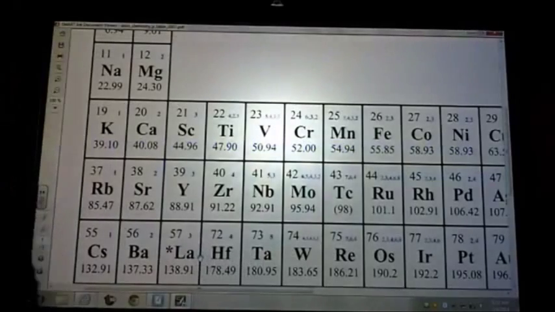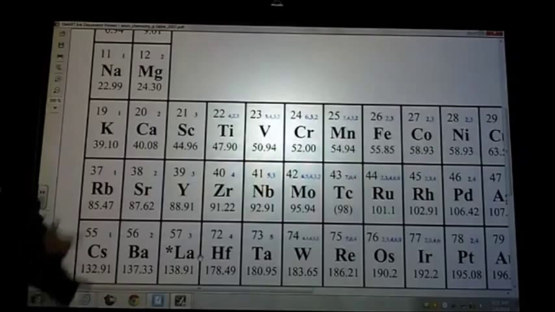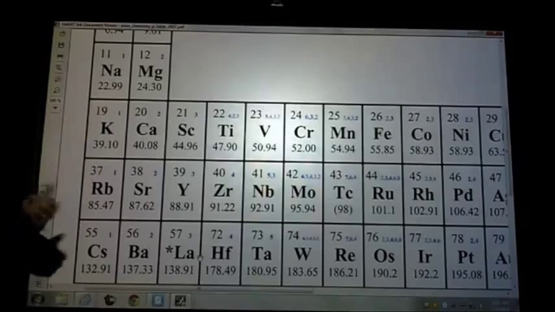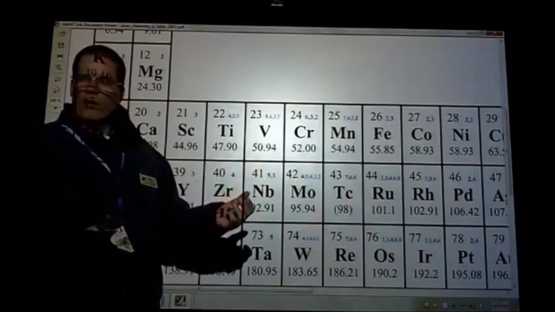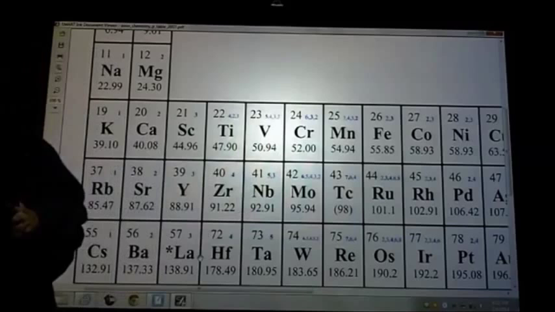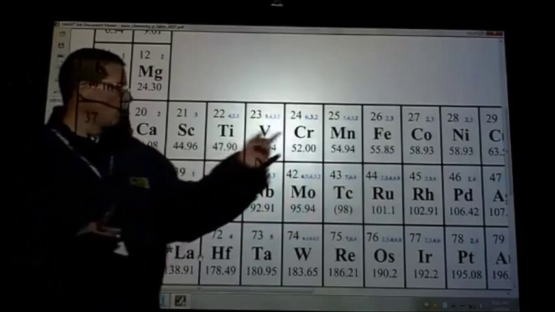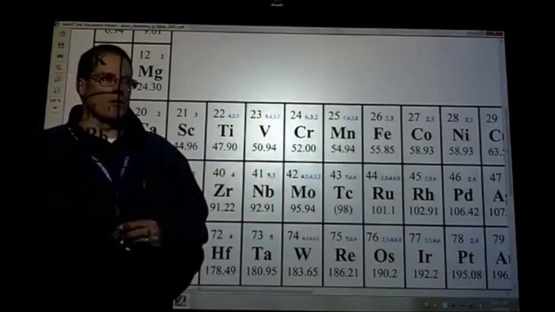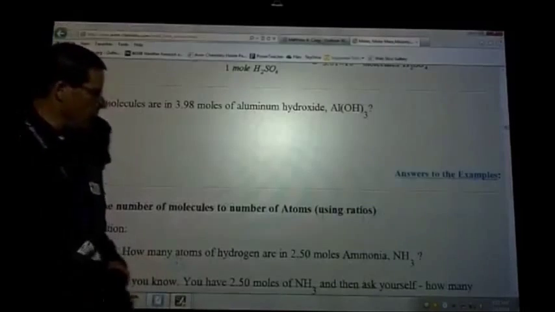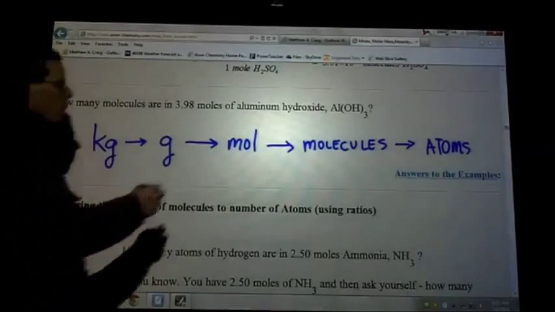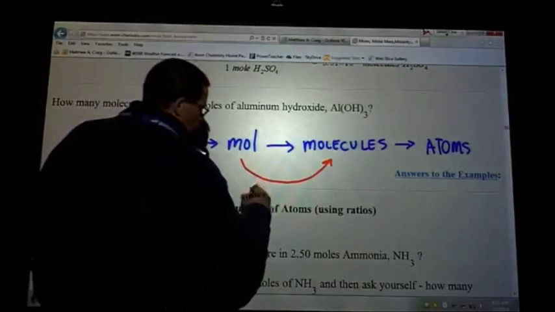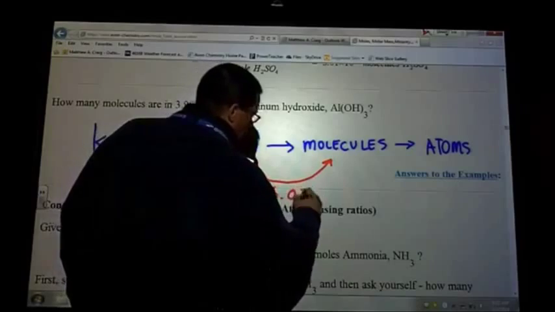So when I ask, okay, how many grams is in 1 mole of sodium, you would say 22.99. How many grams are in 1 mole of chromium? You'd say 52 grams. If I were to say how many molecules are in 1 mole of chromium, then you'd tell me Avogadro's number. But it's always going back to 1 mole. So keep that in mind whenever you're working out a problem. But when we go from here to here, then we're multiplying by Avogadro's number.